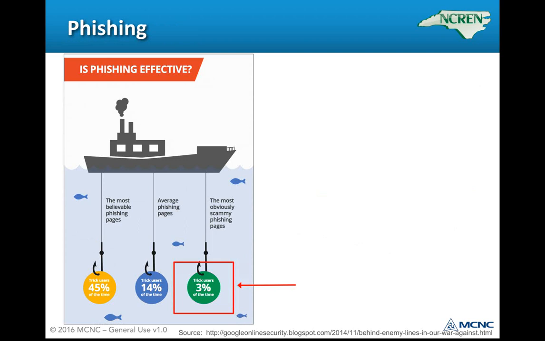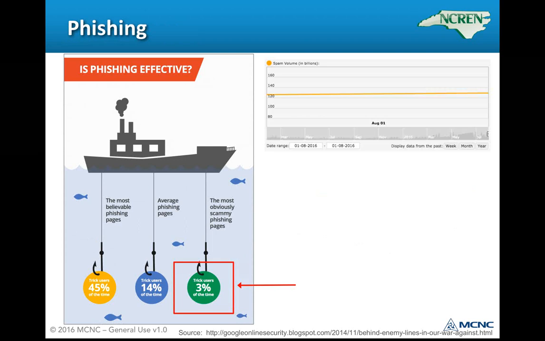I want to put that in perspective a little bit. You might think, well, 3%, that's pretty good. But let's look at some numbers here. This is from that same Trend Micro report that I showed you earlier. Again, this volume that we're looking at is in billions of spam messages. I just picked a single day in August, August 1st, so that's what we're looking at here. And you can see that the orange line there shows a little over 120 billion spam messages.